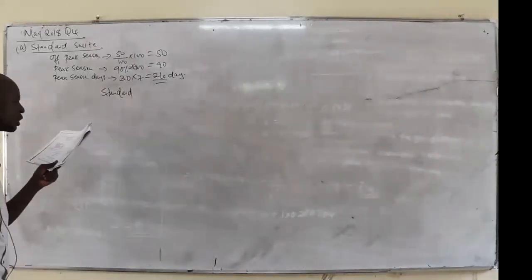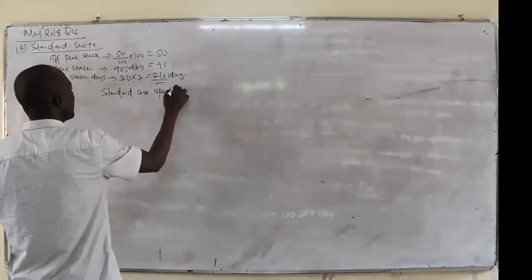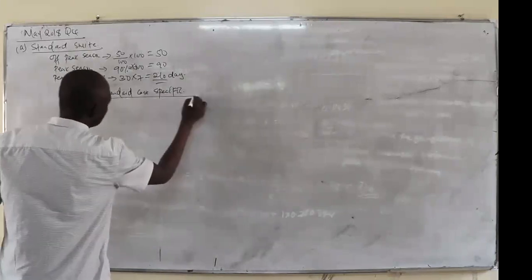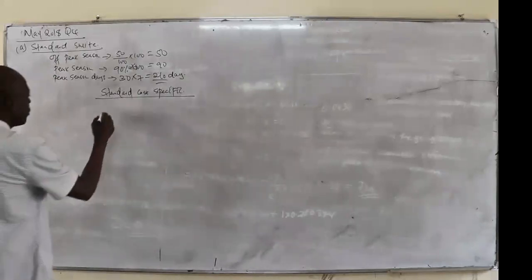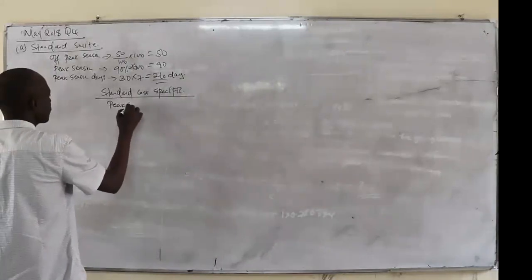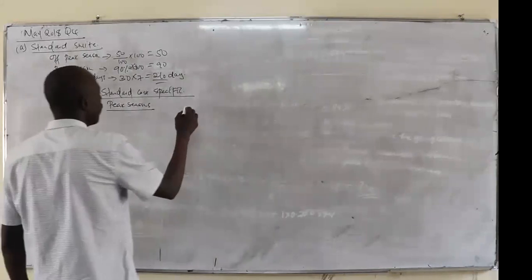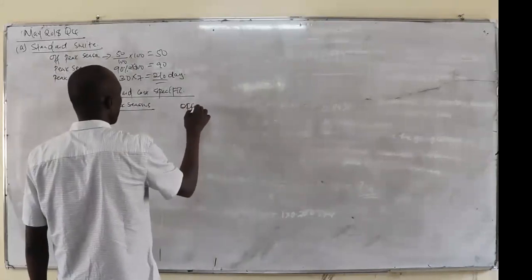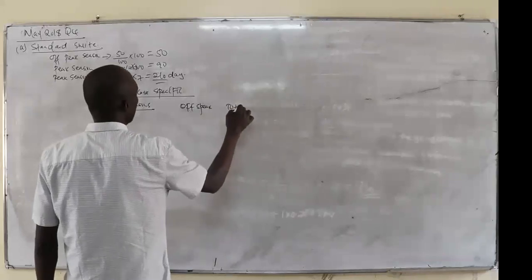The standard cost specific. This is specific for standard. So we have peak seasons, and then we have off-peak, and then we have total.